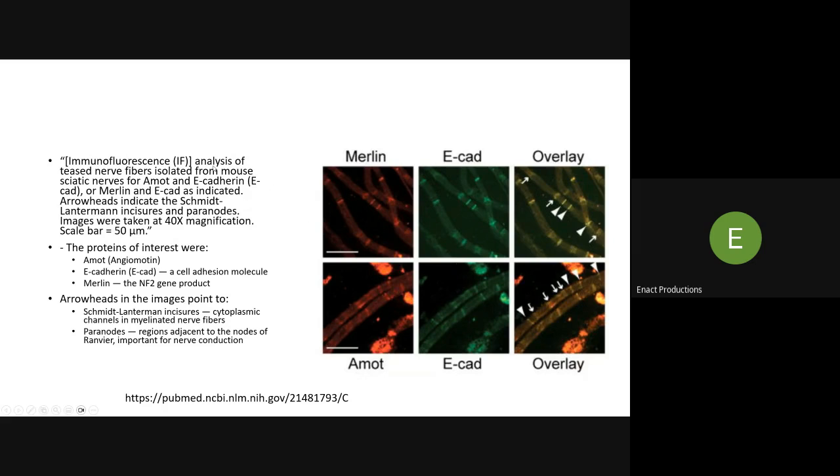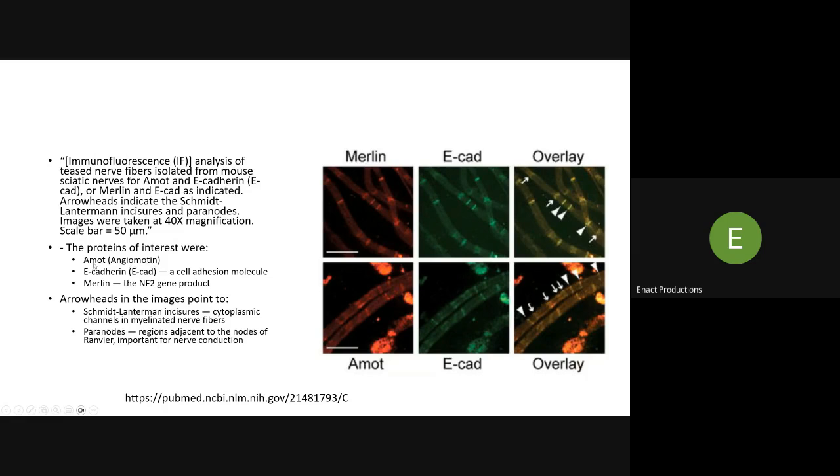Immunofluorescence analysis of these teased nerve fibers, which were from a mouse, is showing two proteins, AMOT and E-cadherin, which are junction proteins. They're for cell-to-cell binding. Arrowheads indicate the Schmidt-Lantermann incisures and paranodes. The paranodes are those junctions between the myelin. So you can see these lines here. That's where the in-between parts between those Schwann wrappings are occurring.